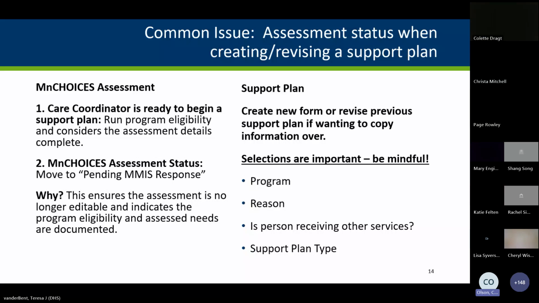From there, the user can create a new form or revise the previous support plan if they're wanting to copy over information from the last support plan. The selections in the form builder are very important, so please pay attention to those and be mindful of what you choose. You can choose the program, the reason, is the person receiving other services, and support plan types. Those are all very important things that you need to ensure you choose the correct one. Next slide, please.